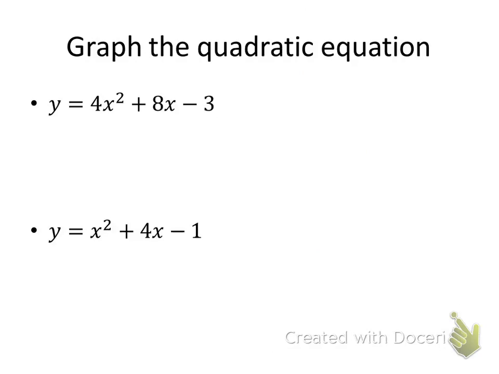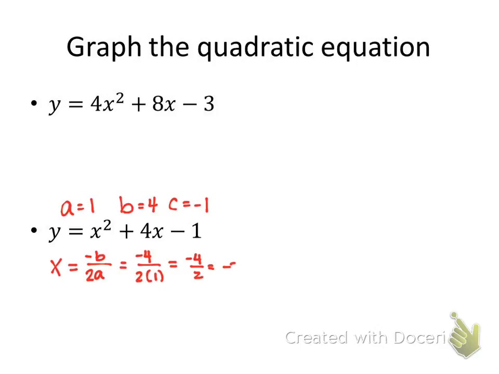Okay, so let's graph the last one here. So what should we start off by doing? A, B, and C. So A is equal to 1, B is equal to 4, C is equal to -1. All right. What's our first step? The vertex thing. -B over 2A. So -4 over 2 times 1. -4 over 2, which is -2.